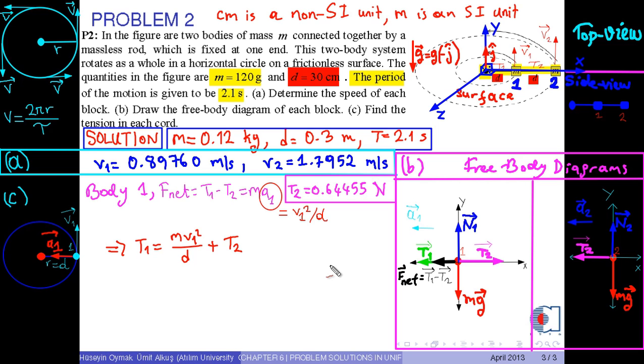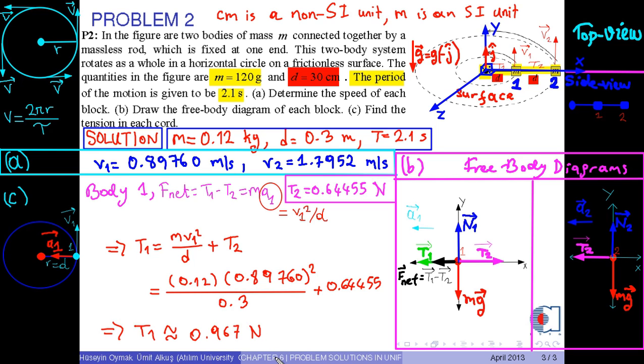With the numerical figures, 0.12 kilograms times 0.89760 squared over 0.3 meters plus 0.64455 newtons. As a result, we obtain approximately 0.967 newtons. Okay, we have solved all the problems. Thank you for your listening and see you in the next chapter.